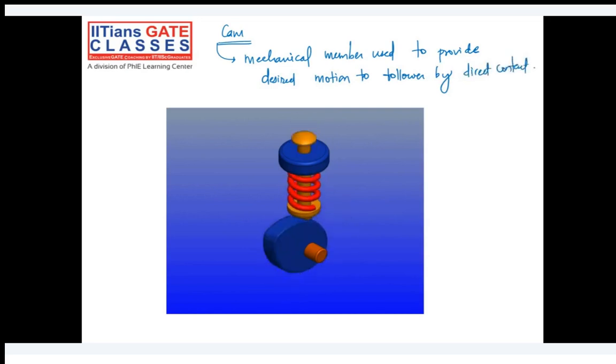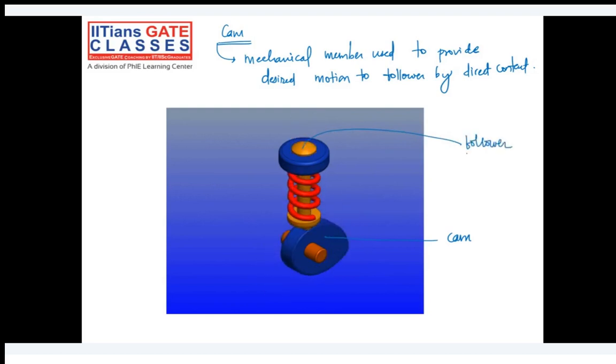This cam in this animation is a rotating cam. This rotating member is the cam, and this brown member is the follower. The cam is rotating, and the follower is in direct contact with the cam. In this figure it's rotating, but a cam can be rotating or reciprocating, whereas the follower, here reciprocating, can be rotating, reciprocating or oscillating also. Whatever complicated output motions we require in IC engines or other controlling mechanisms, we can make use of cams and followers to achieve them.